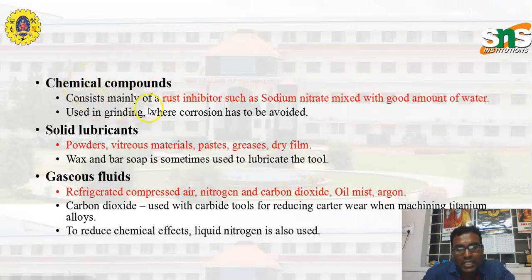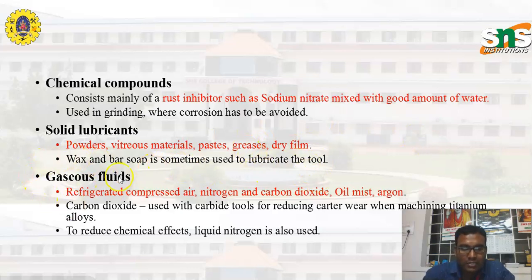Next, chemical compounds. They mainly consist of a rust inhibitor such as sodium nitrate mixed with a good amount of water. It is used for grinding where corrosion has to be avoided. Next are solid lubricants. Some of them are powders, vitreous materials, pastes, greases, dry films, etc. Wax and bar soap are sometimes used to lubricate the tool.